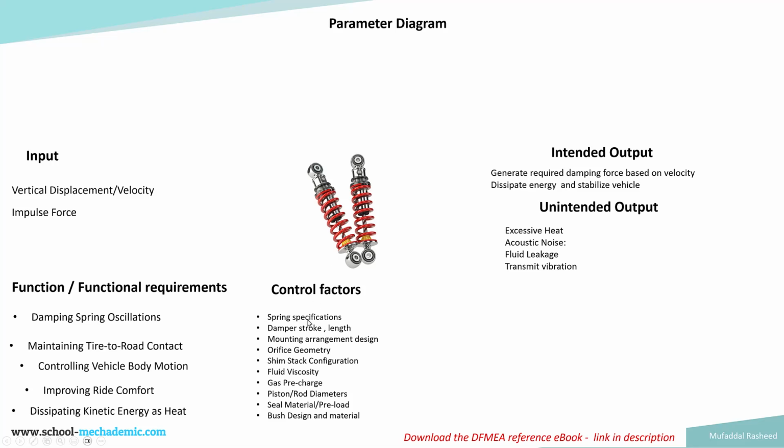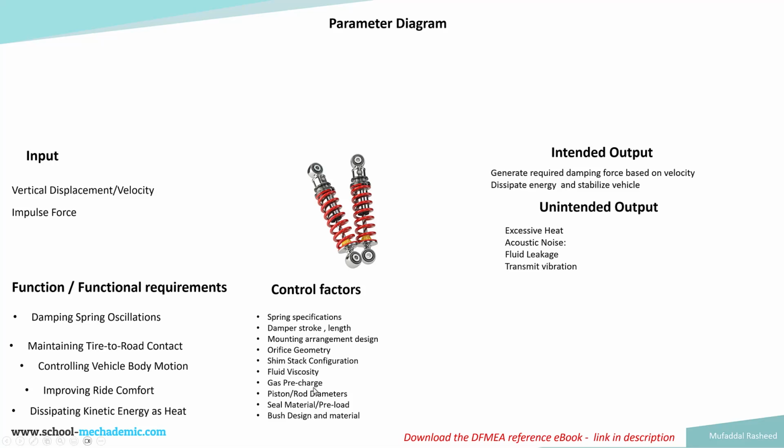The spring specification, if we change that, we change the performance of the shock absorber as a whole. The damper stroke, the length of the damper, also has a direct implication on the performance. The mounting arrangement design, the top mounting and bottom mounting, how they are mounted. The orifice geometry, so this goes into the details of the valve design which is there inside the damper. The shim stack configuration, again it is a part of the valve design. The fluid viscosity, the fluid which is used inside the damper, the viscosity of that fluid directly affects the performance.